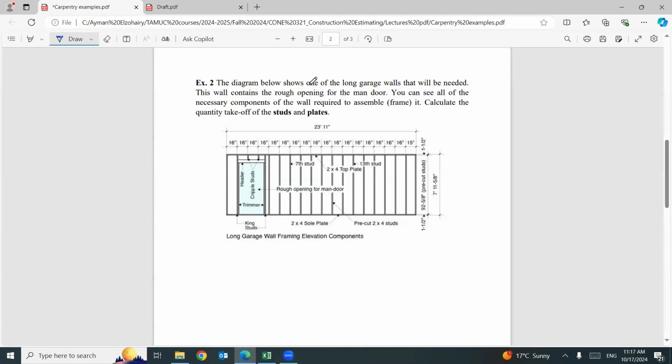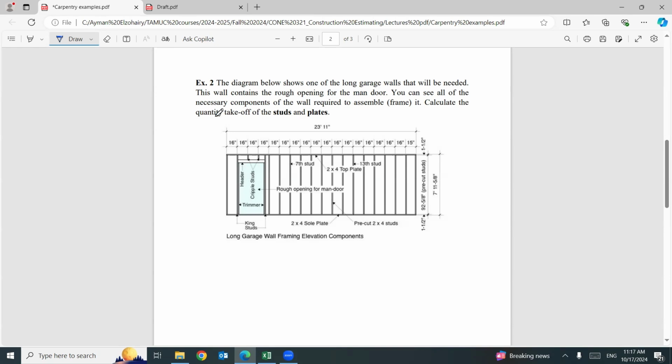So the diagram below shows one of the long garage walls that will be needed in your building. This wall contains a rough opening for the main door. We have an opening here for the garage door. So this opening will be constructed in the wall. You can see all of the necessary components of the wall required to assemble it.